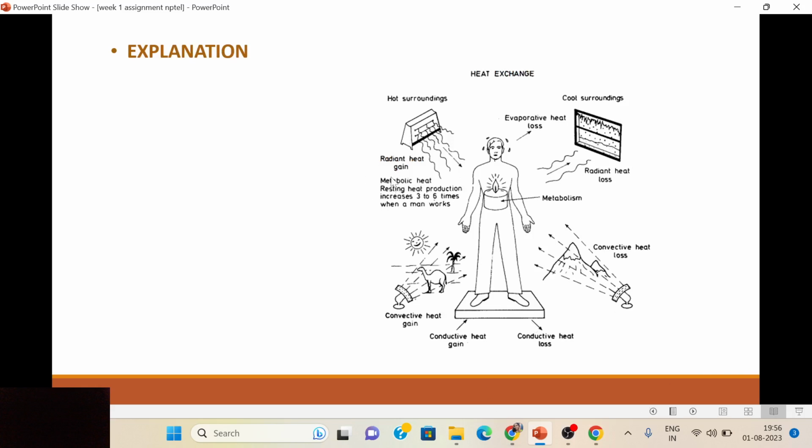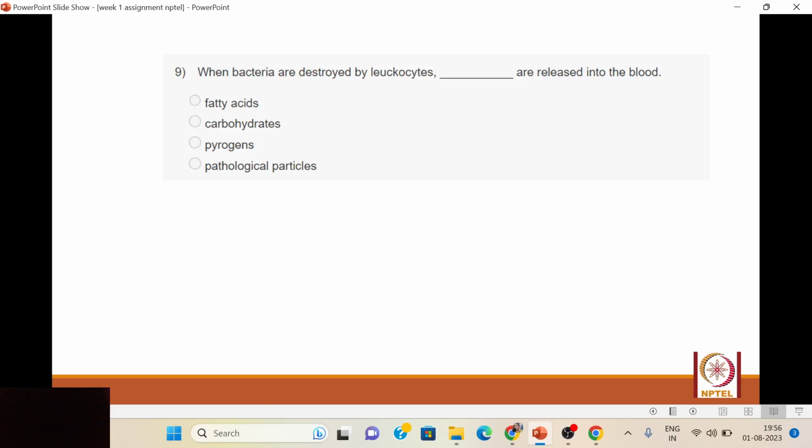Here you can see how radiation means heat gain from the hot surroundings, and then convective heat gain is there. Conductive heat gain, that is contact gain, heat gain through body contact, and radiant heat loss, evaporative heat loss. Evaporation is there. Convective heat loss is also there. Resting heat production increases 3 to 6 times when a man works. So these are the four processes through which our body heat is exchanged with the environment. Okay, we'll move on to the next question.